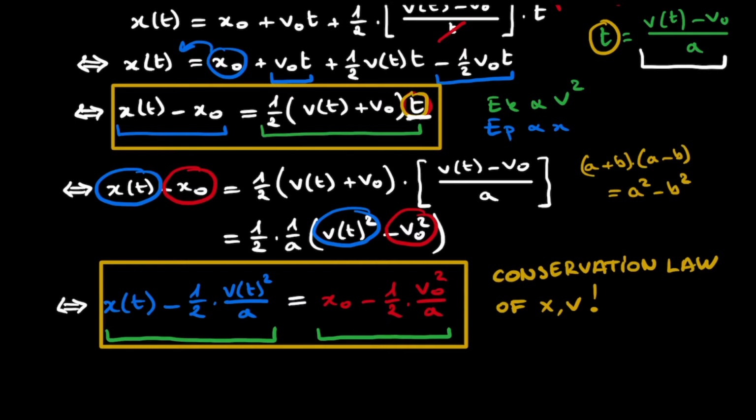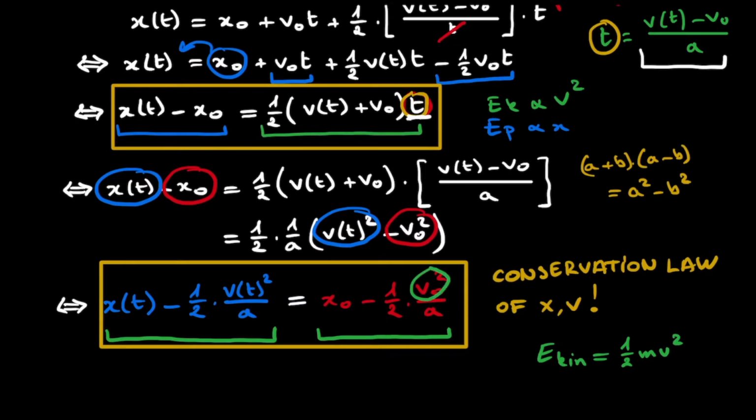It is a constant. But of course, I promised you that we would be deriving the conservation of energy. So we still need to rewrite this conservation of kinematics, so to say, such that we find the terms E kinetic, which is 1/2 times m times v squared.